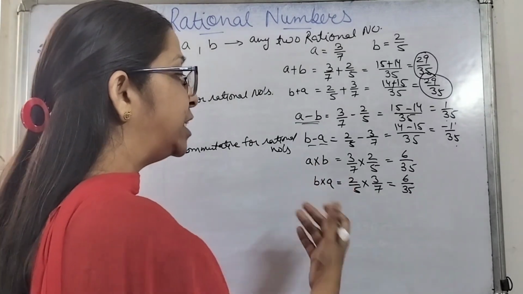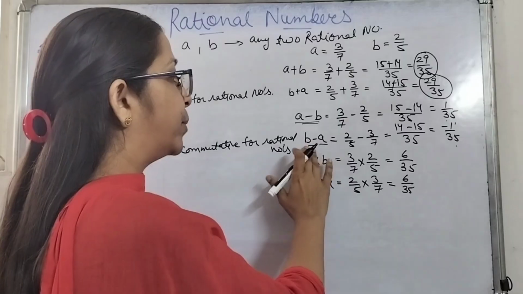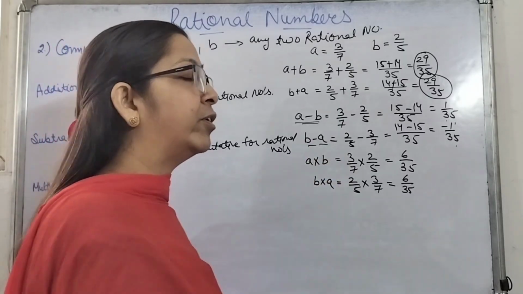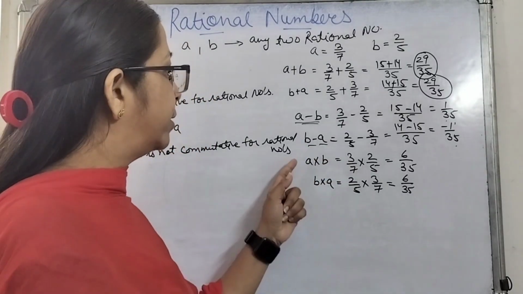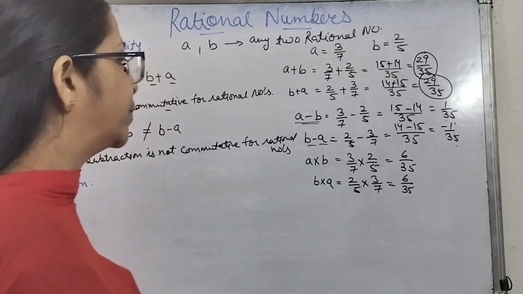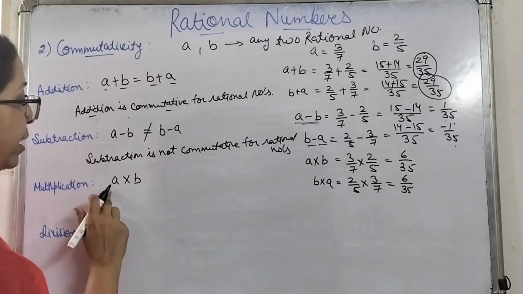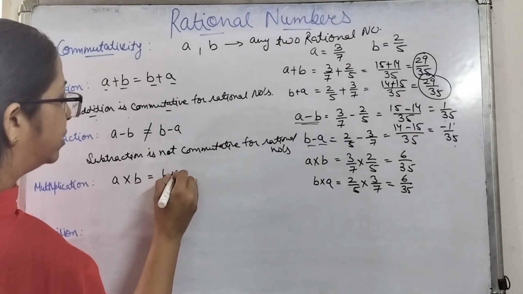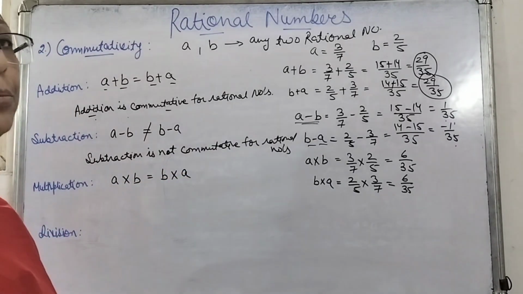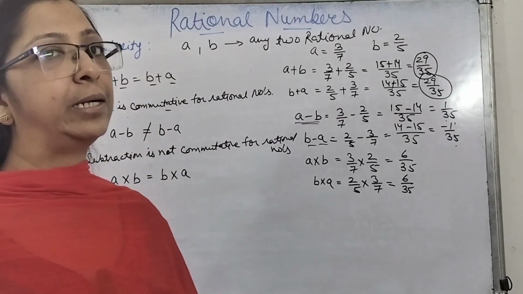If we take any two rational numbers and multiply them, the product will remain the same if we change the order. Changing of the order does not make a difference in the result, that is, in the product. So whatsoever the two rational numbers we take, if we change their order, their product will be the same. That means A multiplied by B will be equivalent to B multiplied by A.